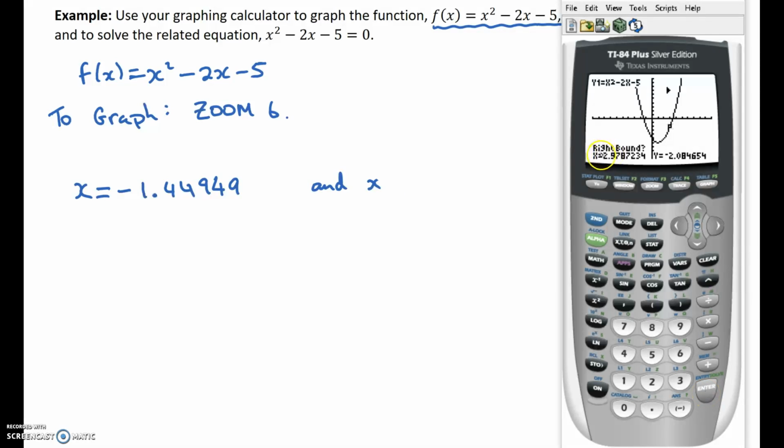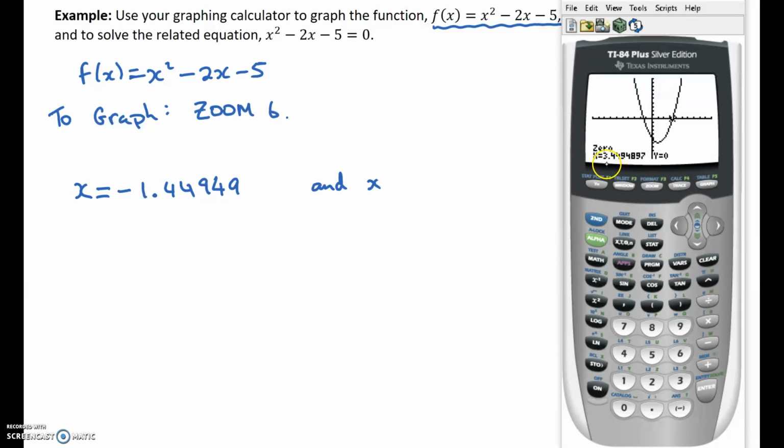The prompt is for the right bound. That means move to the right hand side of the point. So move to the right hand side. Hit enter one more time. It's going to ask you to guess. You can ignore that. Hit enter one last time. And you get x equals 3.4494897.